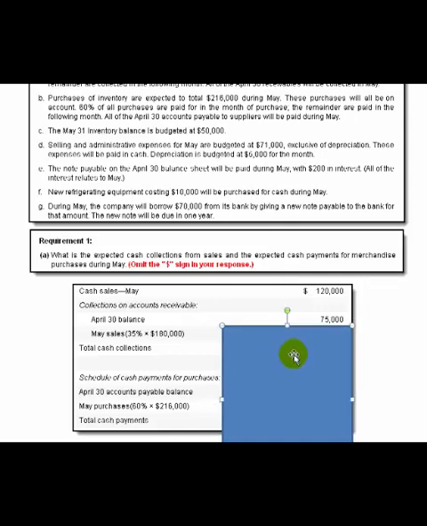So what we do is we start off with the cash sales first, and they told us that was $120,000. The April 30th accounts receivable balance is all going to be collected during May, so that's $75,000. That information was given up top in the balance sheet. And then we need to take May sales, which is $180,000 times 35%.